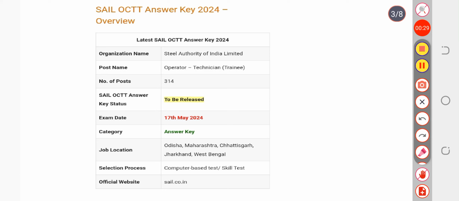Plus you will be facilitated by the objection form also. If you find any wrong answer in your answer key, you can file an objection also, right? You can challenge your answer key. Answer key challenging will be only for 1 to 2 days after releasing. So before time you should fill your objection form if you are having any query regarding the answer key. On its official website sale.co.in it would be available in the upcoming 2 days.